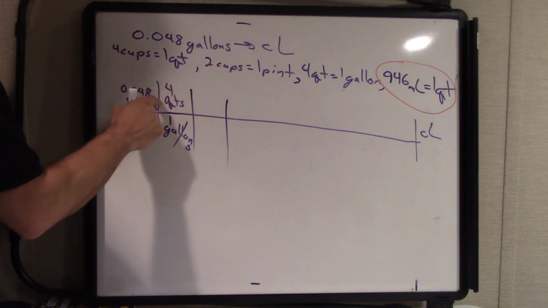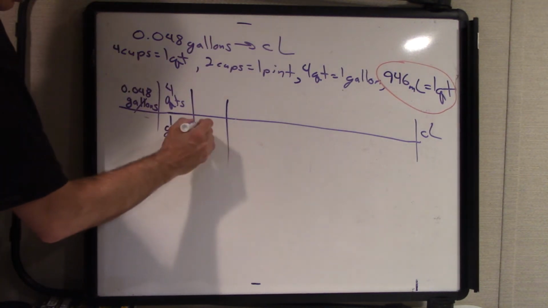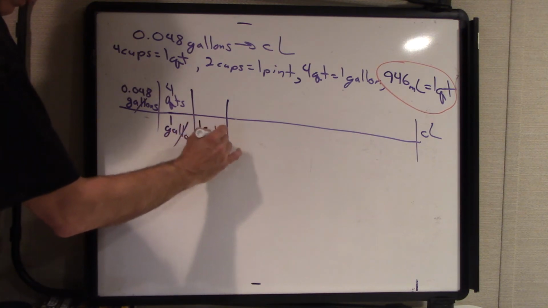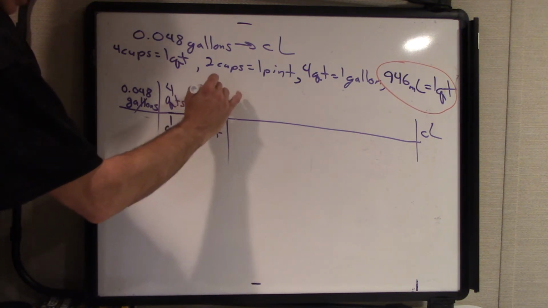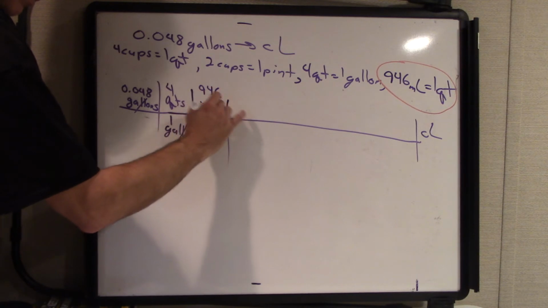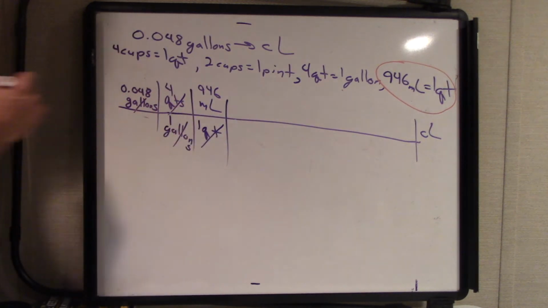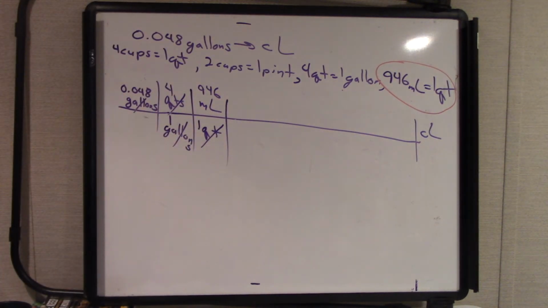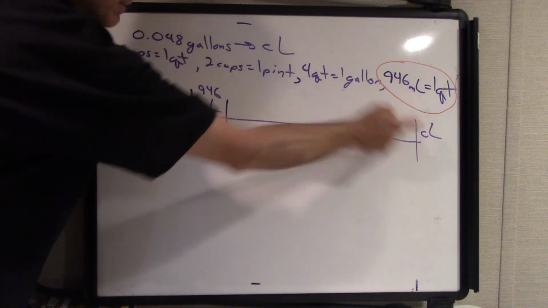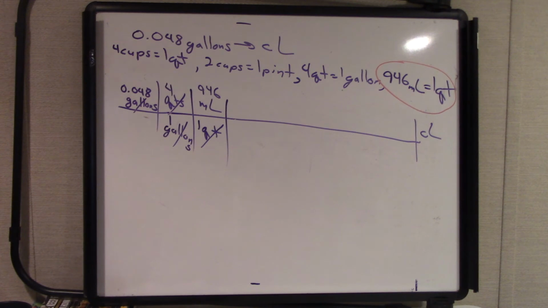I want the quarts to go away. Quarts in the numerator, so I should put the quarts in the denominator. 1 quart, 946 milliliters. Quarts are going to cancel. Now I have milliliters. That's great. I'm in metric, but I'm not quite where I need to be yet. I need to be in centiliters, and I'm in milliliters.